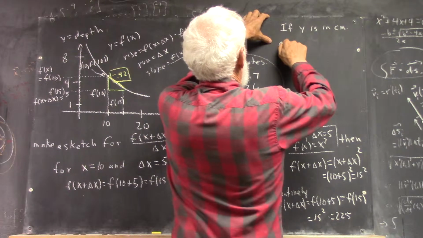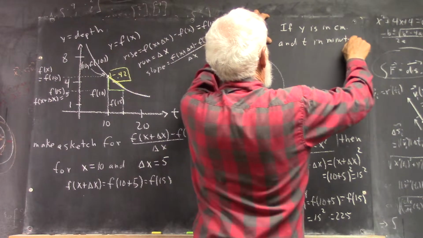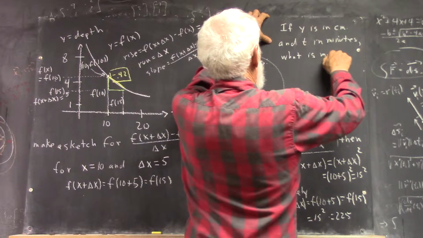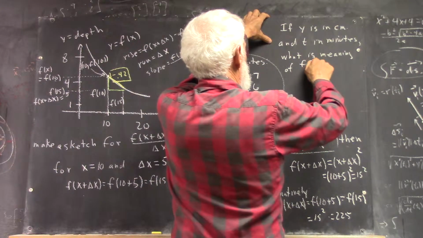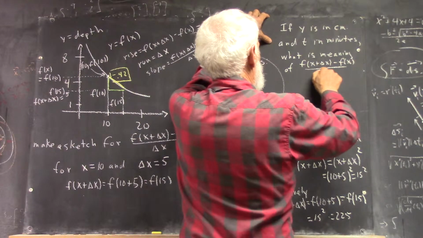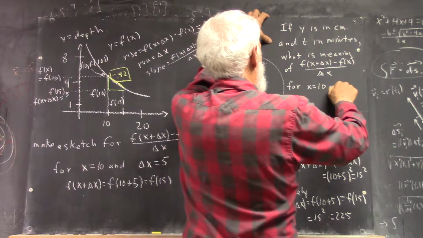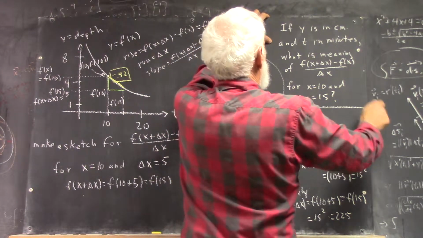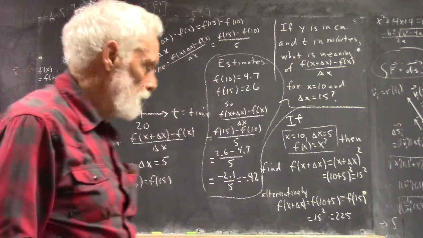If y is in centimeters and t in minutes, then what's the meaning of this difference quotient for x equals 10 and x equals 15?